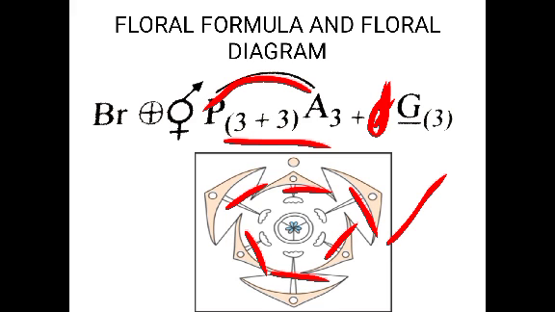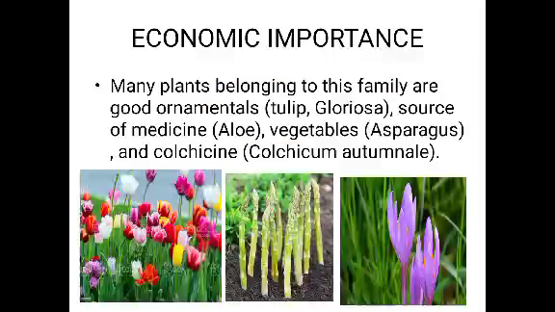Yes. Now, next we can see the economic importance of this family. So, when we see the economic importance, they are mainly used as ornamental plants. So many ornamental plants are there for decorative purposes. We can use like tulip. This is the tulip plant. Okay, tulips, gloriosa. They are used as what? Ornamental plants.